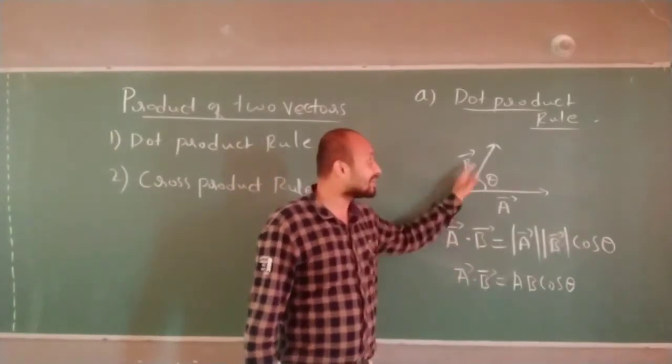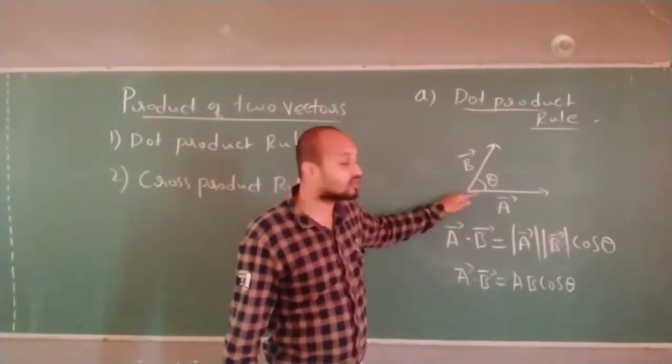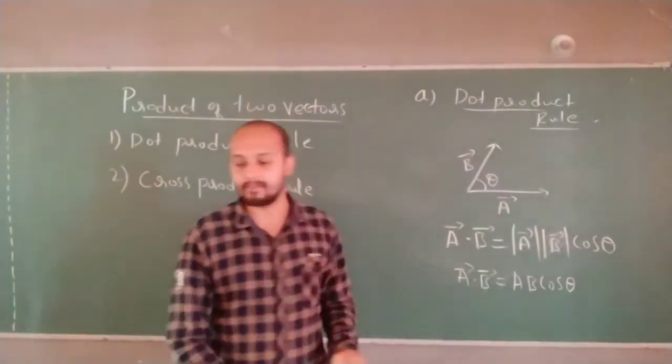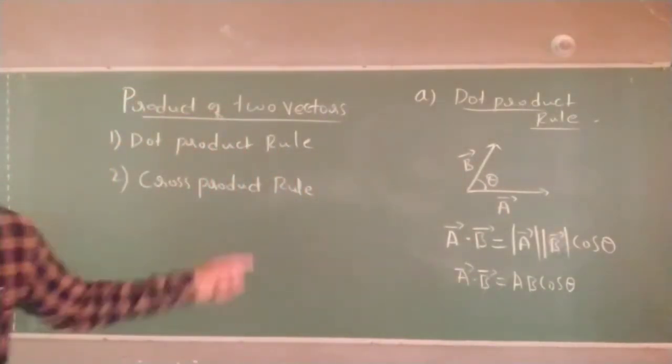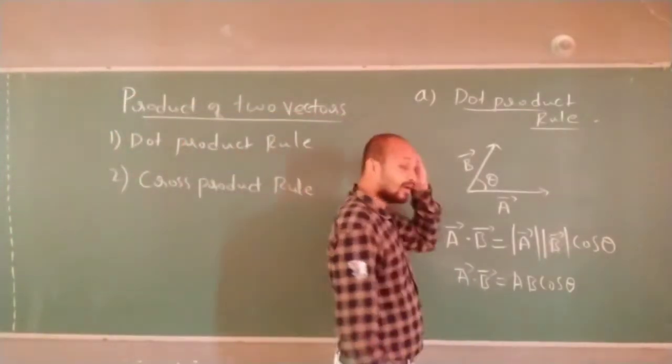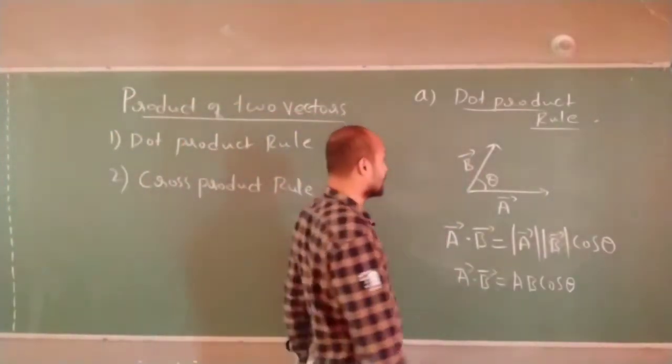It is the magnitude of their vectors into the cosine of the angle between them. Correct? This is a textbook definition. First I will explain what you mean by that.